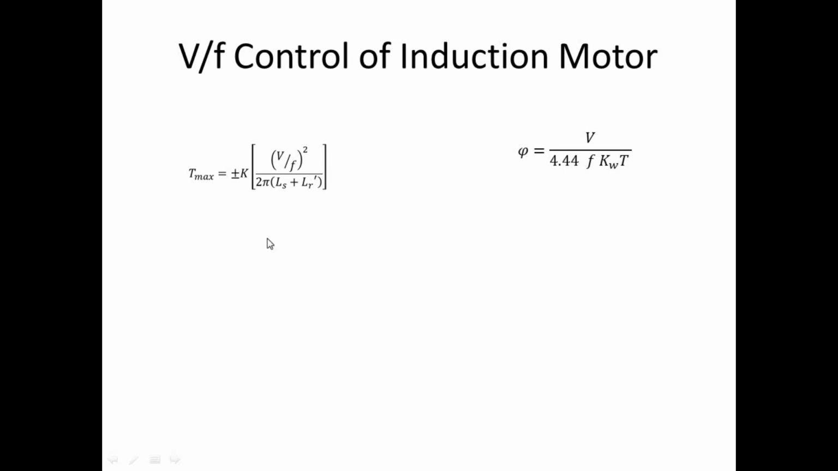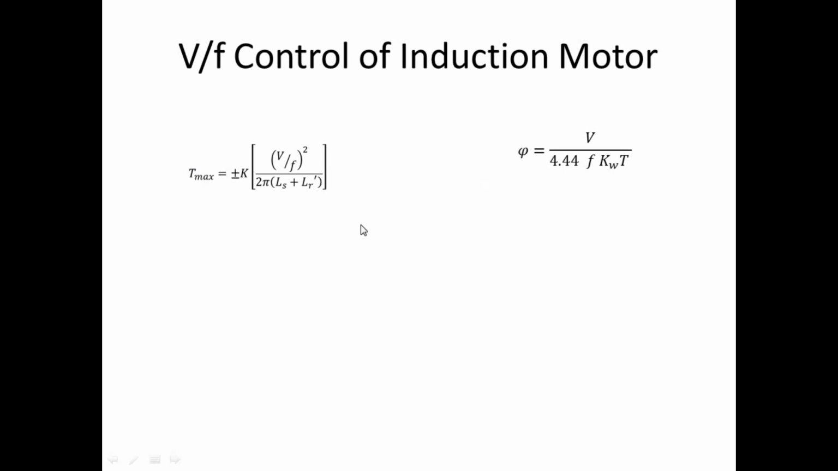So if you are looking here, in case of frequency control, we were varying this frequency alone. So if this is increased, T max will be decreasing. Similarly, here also flux will be decreasing if frequency alone is varied. So in V by F control, what we are doing is keeping this V by F constant. If F is varied, V is also varied in proportion. So here T max can be kept constant at the rated value, and flux can also be kept constant. If this ratio V by F is kept constant, we can keep T max and flux constant.